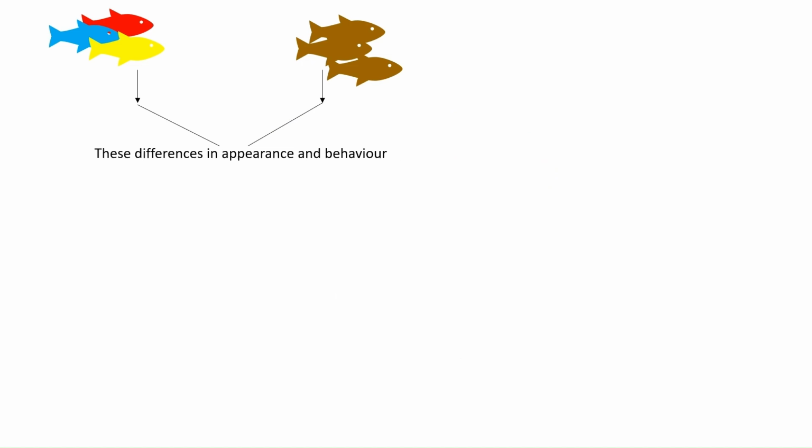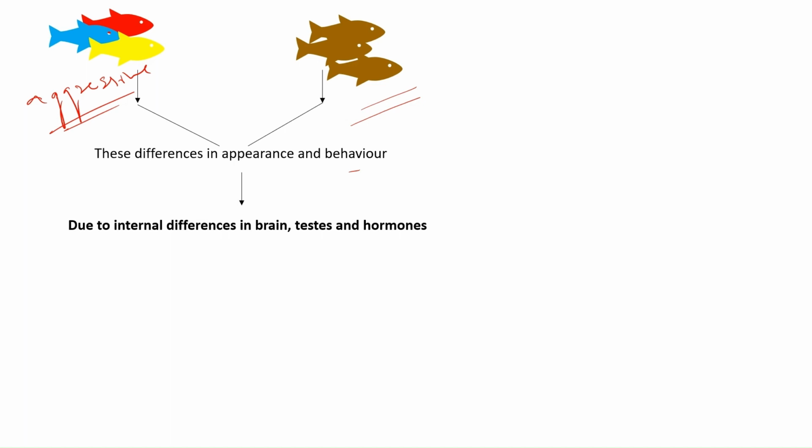Now, these are the differences in their behavior and appearance: one is colorful, another one is pale brown. And behavior wise, one is aggressive because of the repelling nature and attraction towards females, whereas these are non-territorial, therefore non-aggressive. These differences are due to their internal differences in brain, testes, and hormones. Now, let's understand how it works.